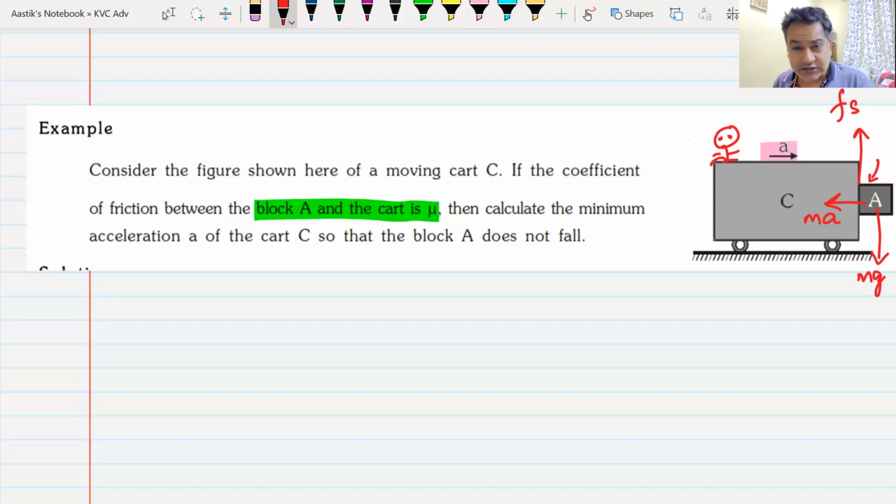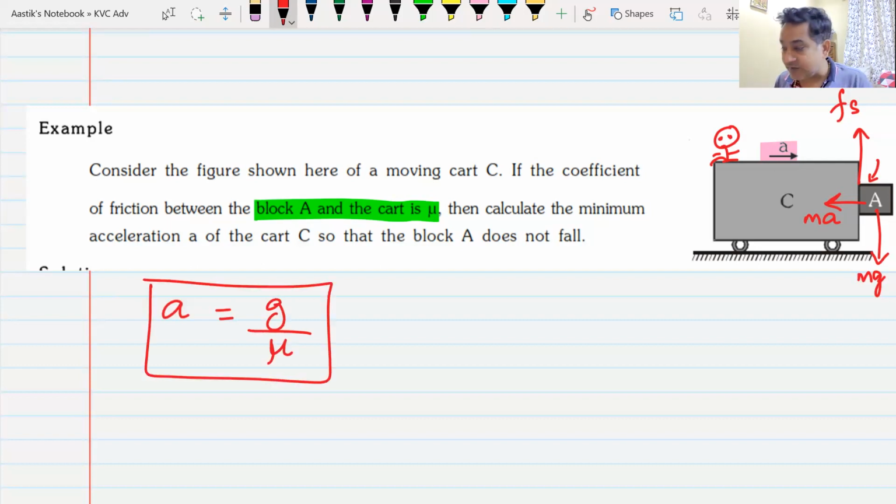So the static friction will be equal to mg, and the value of this static friction is mu into m into a. If you do all these calculations, you will end up with the value of a. So remember, the value of a that you must have should be equal to g by mu. I hope you understand how I have achieved this. Fs will be equal to mg, and this Fs will be equal to mu into m into a. From there, I have got the value of a.